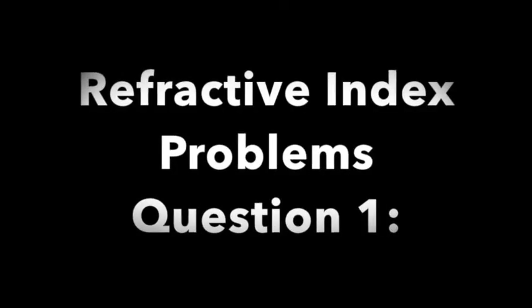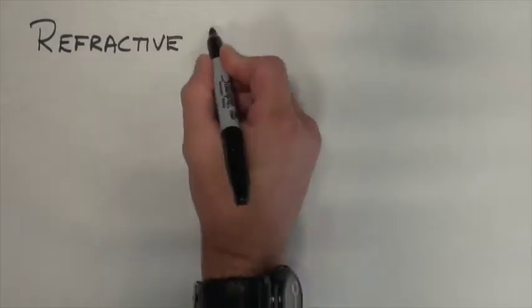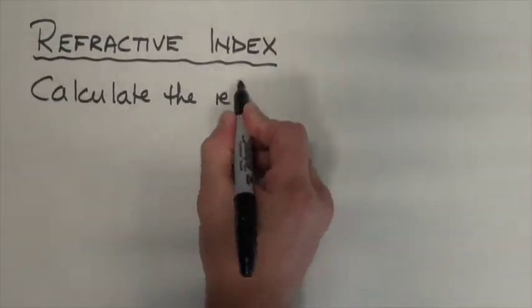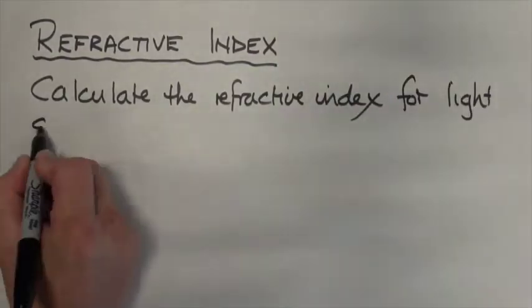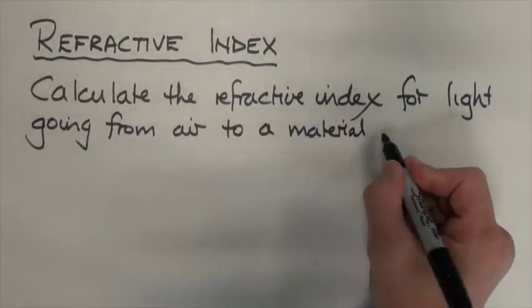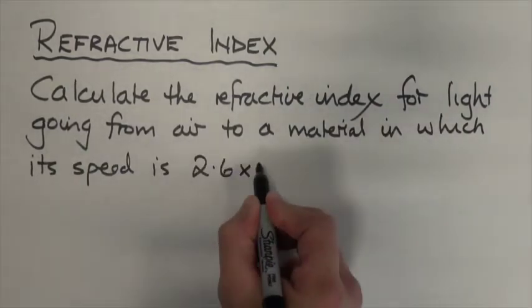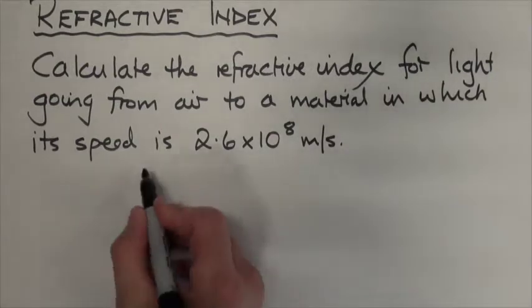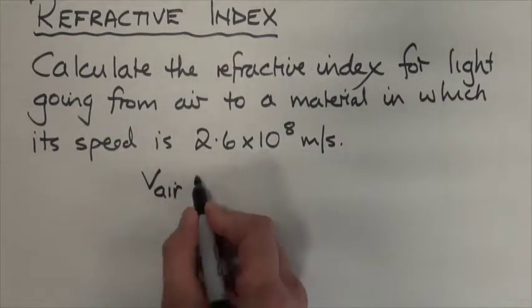In this video we're going to look at how we calculate refractive index problems. So here's question 1. We've got to calculate the refractive index for a light going from air into a material in which its speed is 2.6 times 10 to the 8 meters per second. So let's write down what we know.